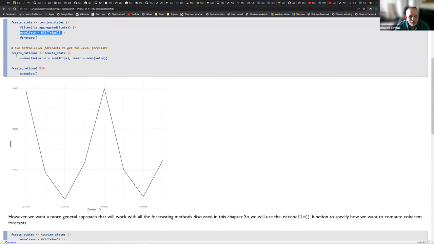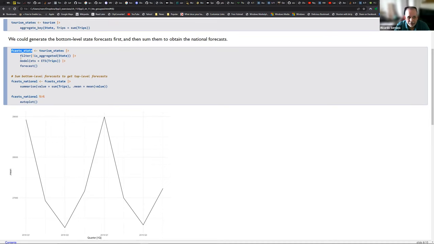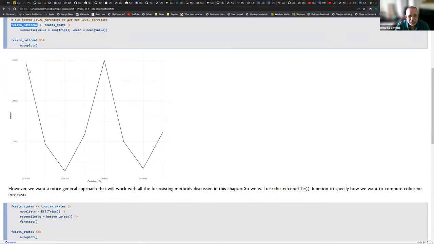Then we're going to do some forecasts at the national level. This is at the state level. We're going to do forecasts at the national level, and it's just a summarize of the sum of the values for those forecasts, right? Okay, the sum of the values and the mean value. And then we're going to plot it. And this is more or less what would look like the forecast at the national level, all right?